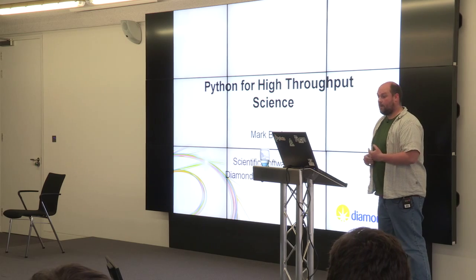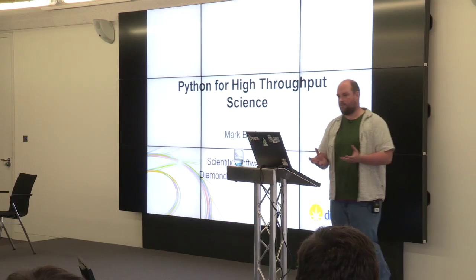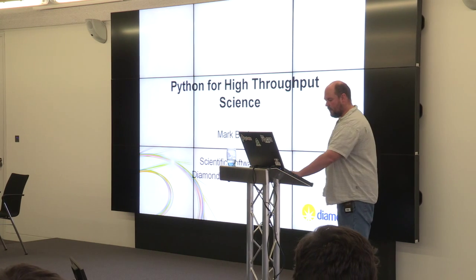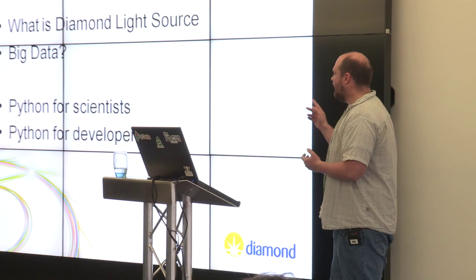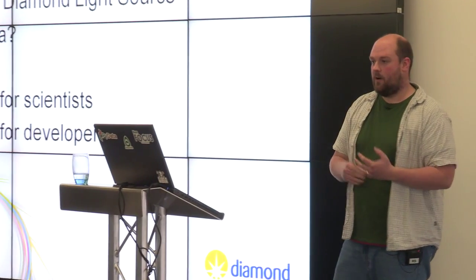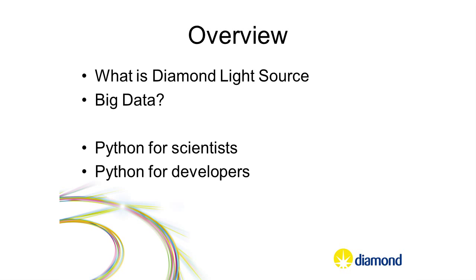This is mainly going to be about what we do at Diamond Light Source and how we use Python there to do various different everyday things. So basically I'm going to talk a little bit about what Diamond Light Source is so that you've all got an idea of where I actually work and the problems that we have. A little bit about big data. I was asked, can I give a talk about big data? So I'm going to talk about the types of big data that we have. And then I'm going to do a little bit about Python for scientists and a bit about Python for developers, because I think you can treat them in two different ways.